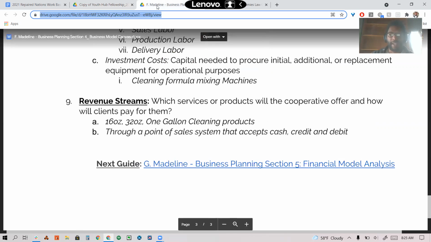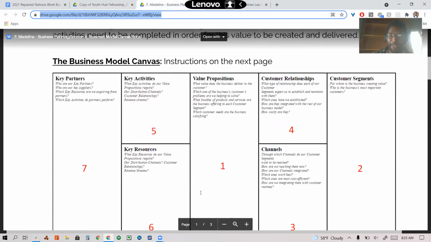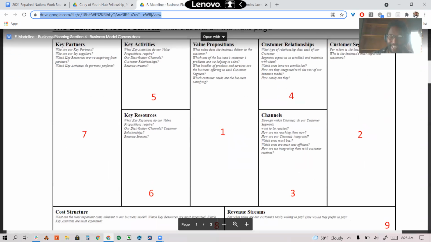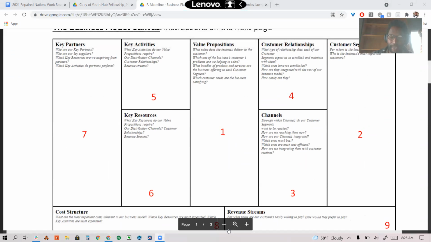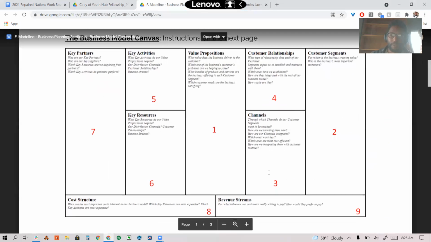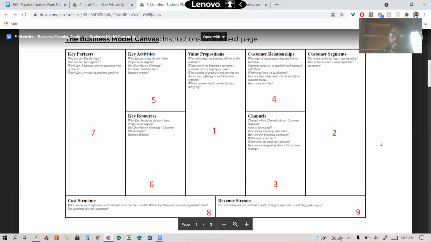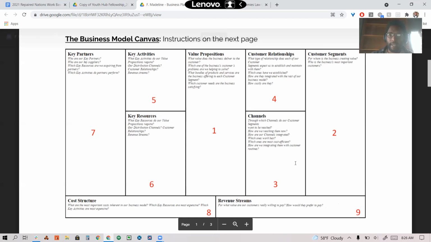And so that is a very quick intro to the business model canvas. Tomorrow we'll talk about some of the differences between this business model canvas and a traditional business plan. We'll also talk about the similarities. So looking forward to doing that.